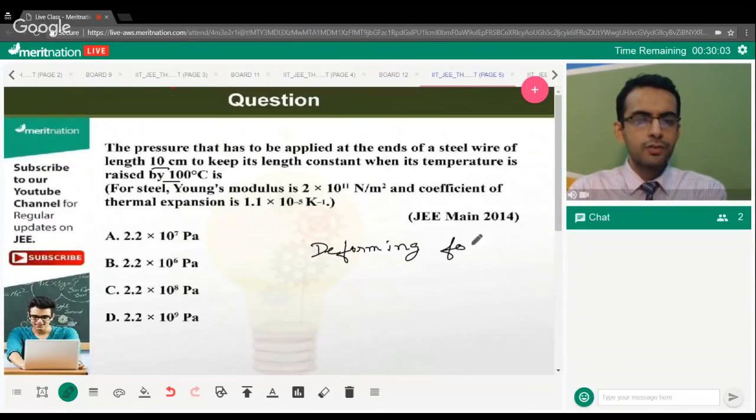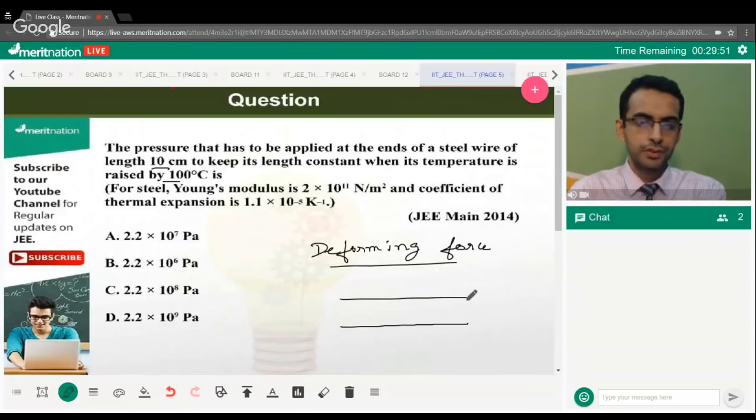That force is applied longitudinally. Shanu, you can just focus on this question. If you can understand this question, you will be able to understand the previous question also. And anytime you can see the recording.